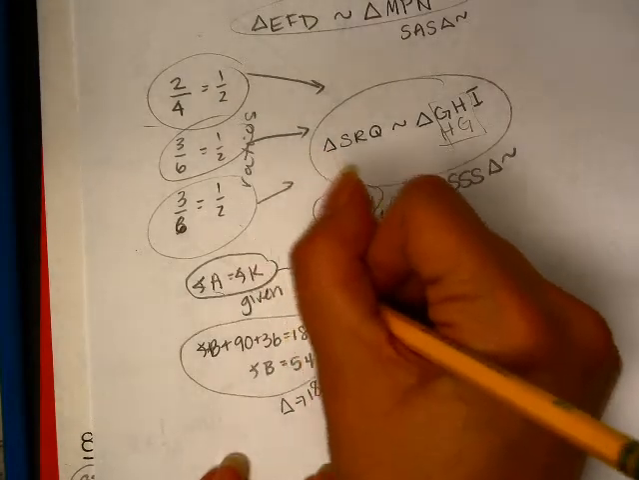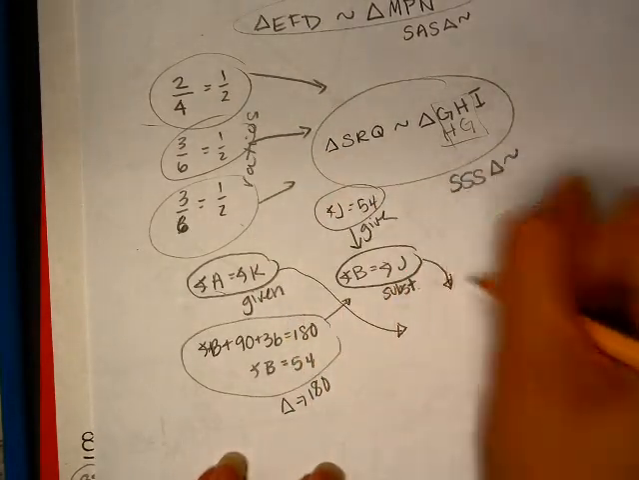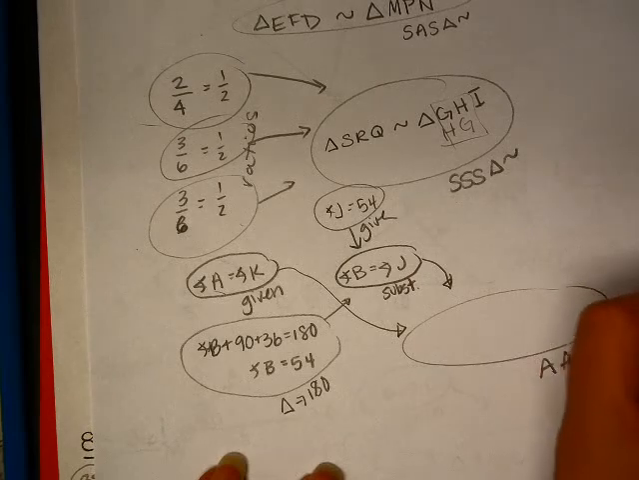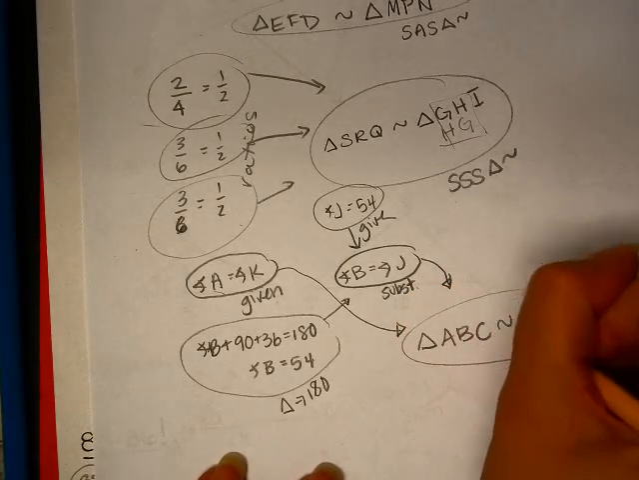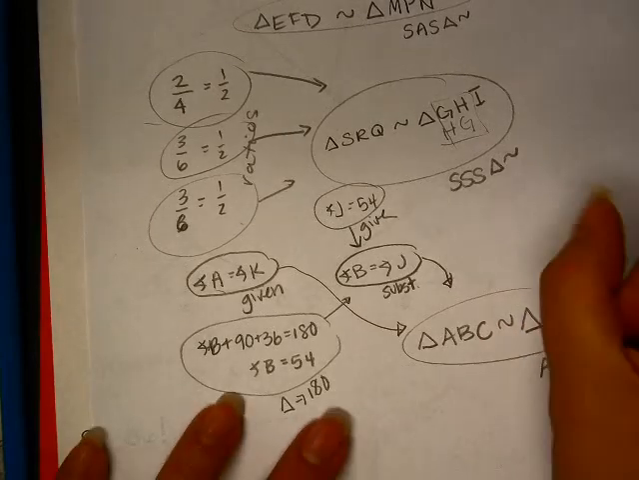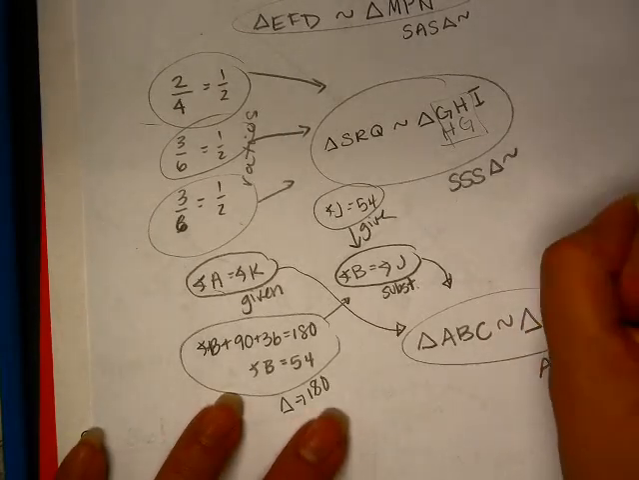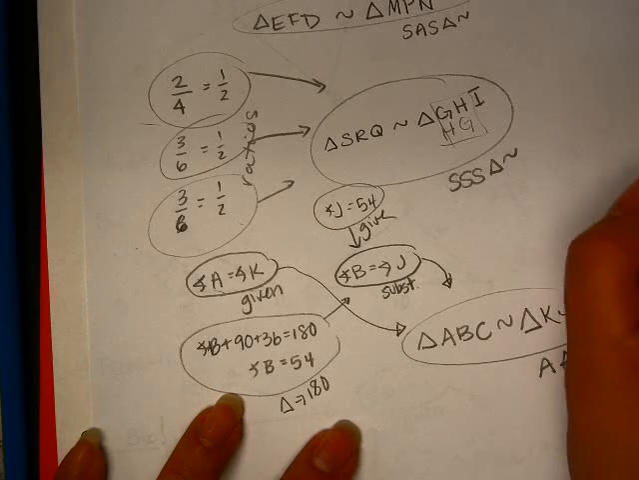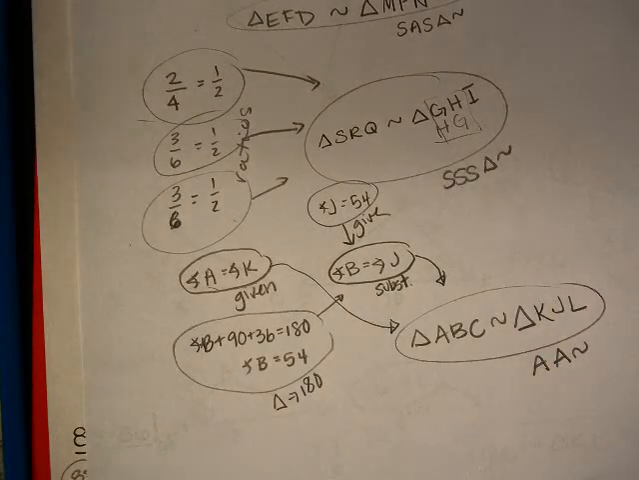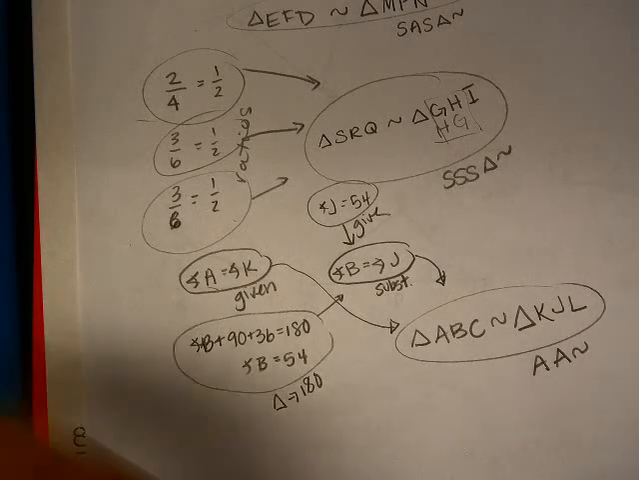So I have that set of angles and that set of angles. It's going to give me AA similarity, and we would say triangle ABC is similar to triangle. A was 90, and so was K. B was the 54, and so was J, and C was the 36, which so was L. So those would be the two triangles that are similar to each other.